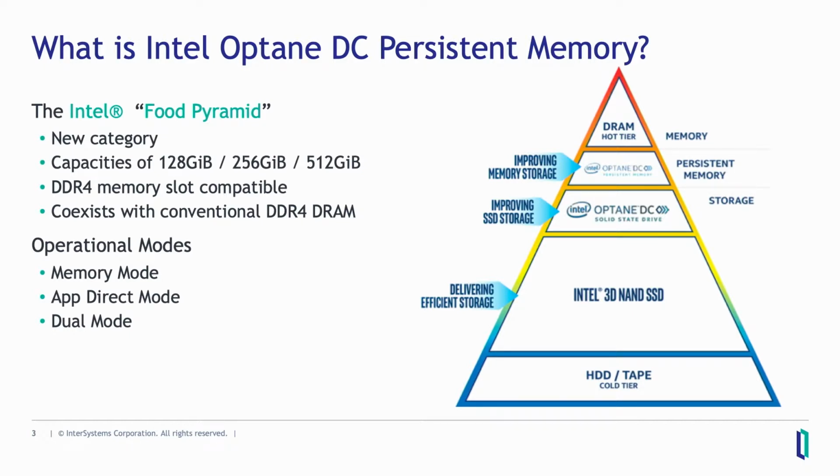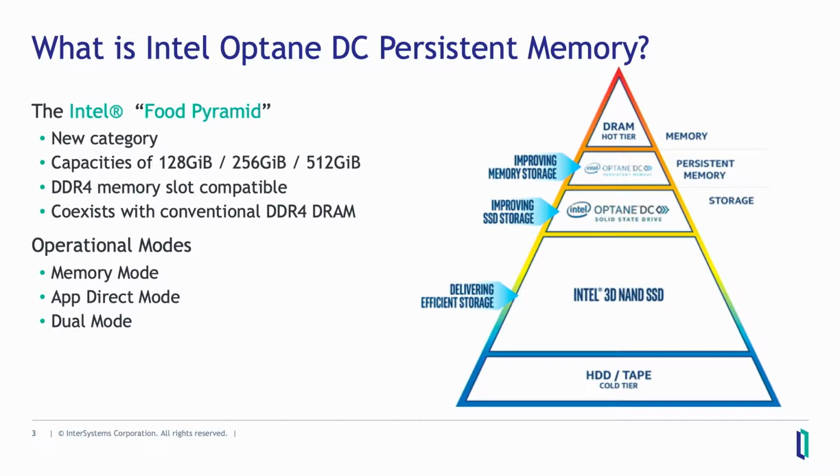DCPMM now comes in three capacity sizes. 128 gigabyte is the smallest. There's 256 and also 512 gigabyte sticks. Comparing that to traditional DRAM, which is, I think, 128 gigabyte at the top end, and also comes with a really expensive price tag at that size, DCPMM becomes very economical, especially for scaling to large memory footprints.